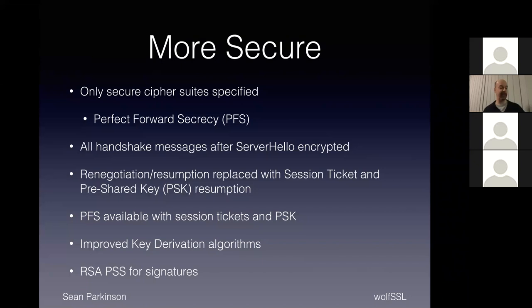RSA PSS has a security proof and is more secure against attacks due to its probabilistic signature scheme, which means that there's random data being inserted into the signature algorithm and makes it harder to put in malicious data or to try to use a random oracle.